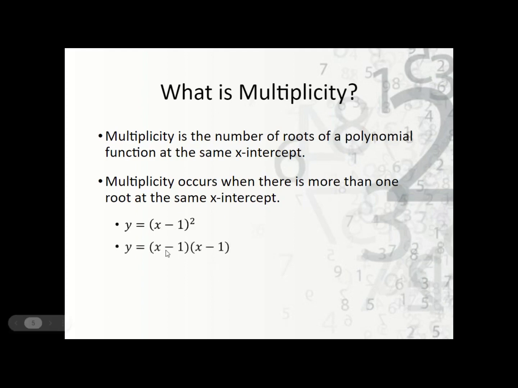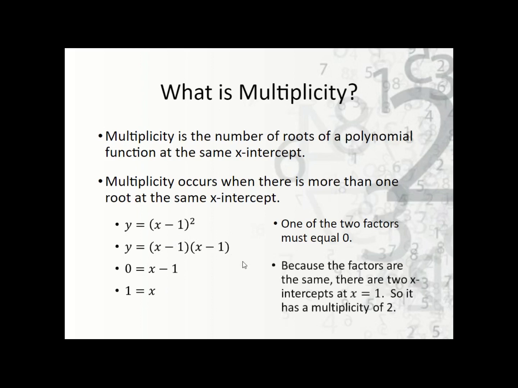We should notice that (x minus 1) squared is the same thing as (x minus 1) times (x minus 1). So we can solve this because we just need to set it equal to 0. Both of them would have to be 0 because they're the same. So we'd add 1 to both sides and we get x equals 1. That would be our root, x equals 1. But it's occurring twice because we still have both of these here. So we would say that my x-intercept is at x equals 1 and has a multiplicity of 2.